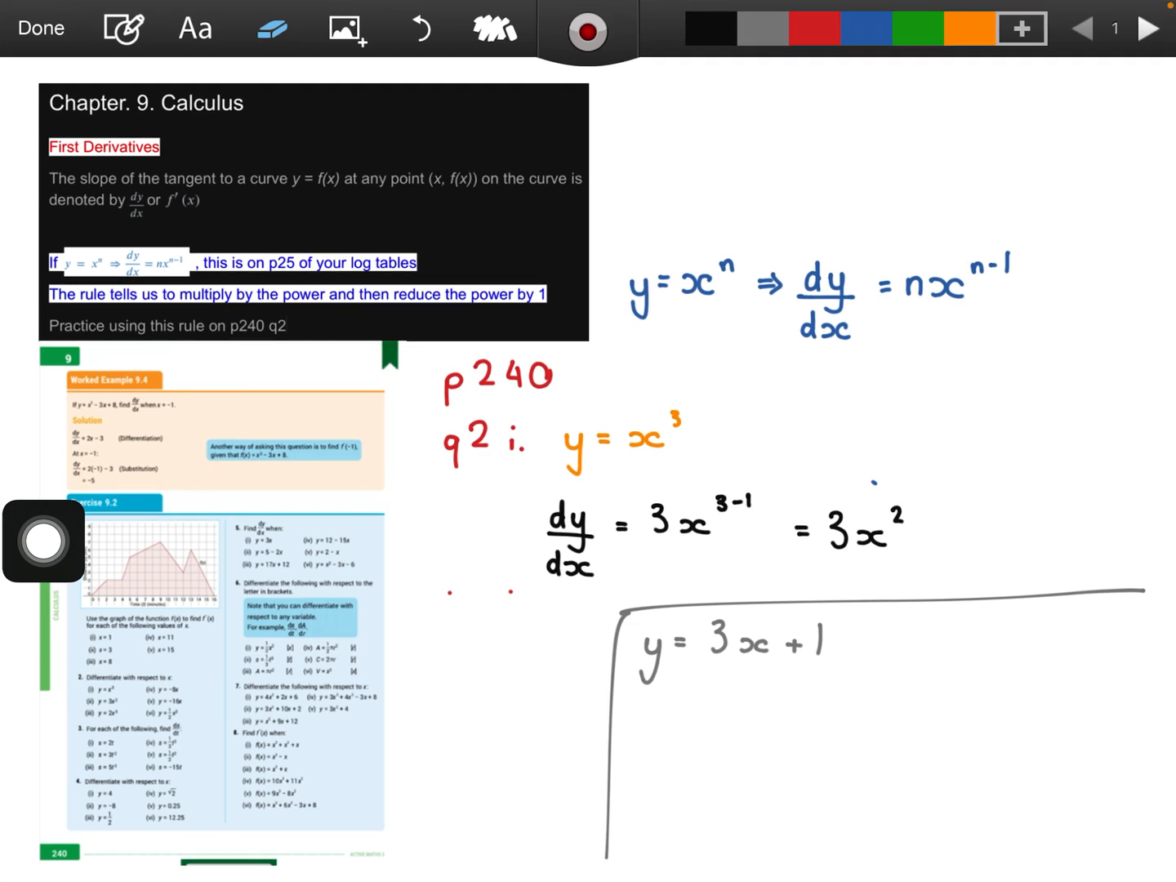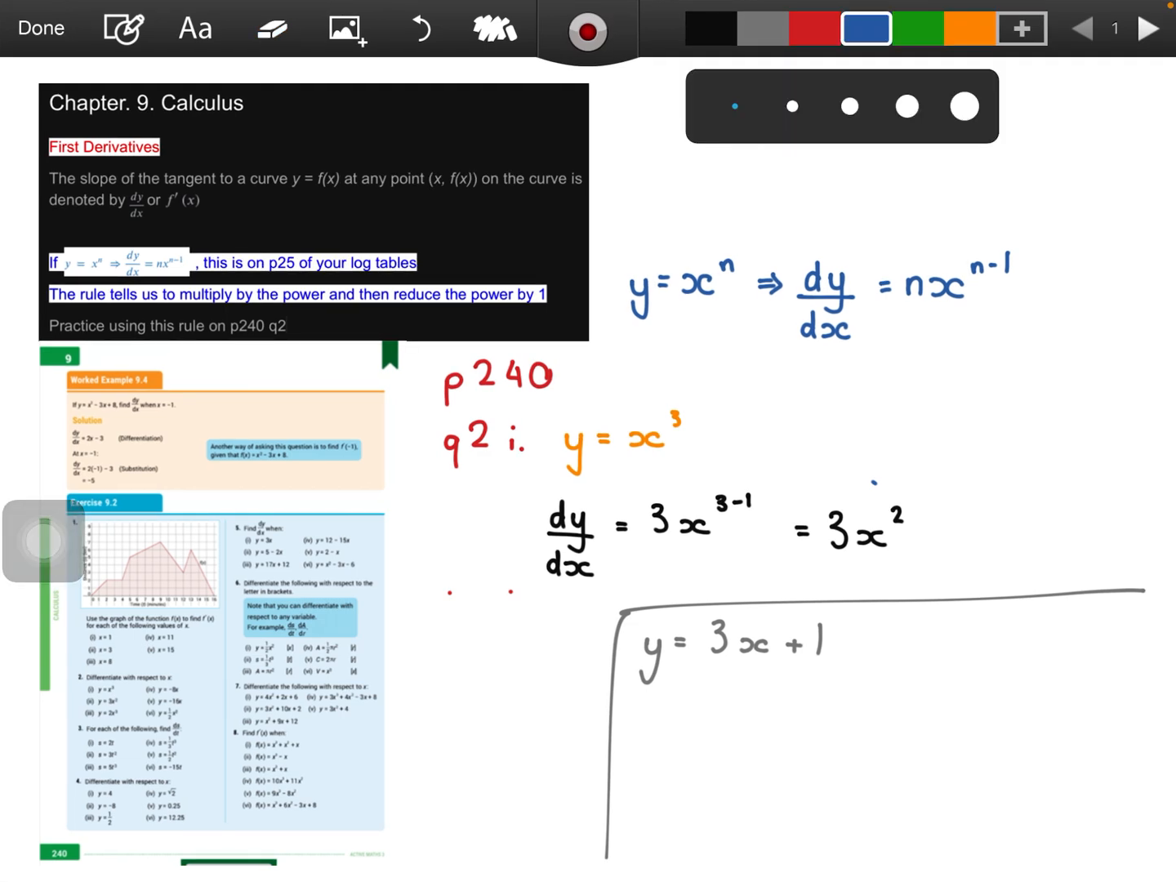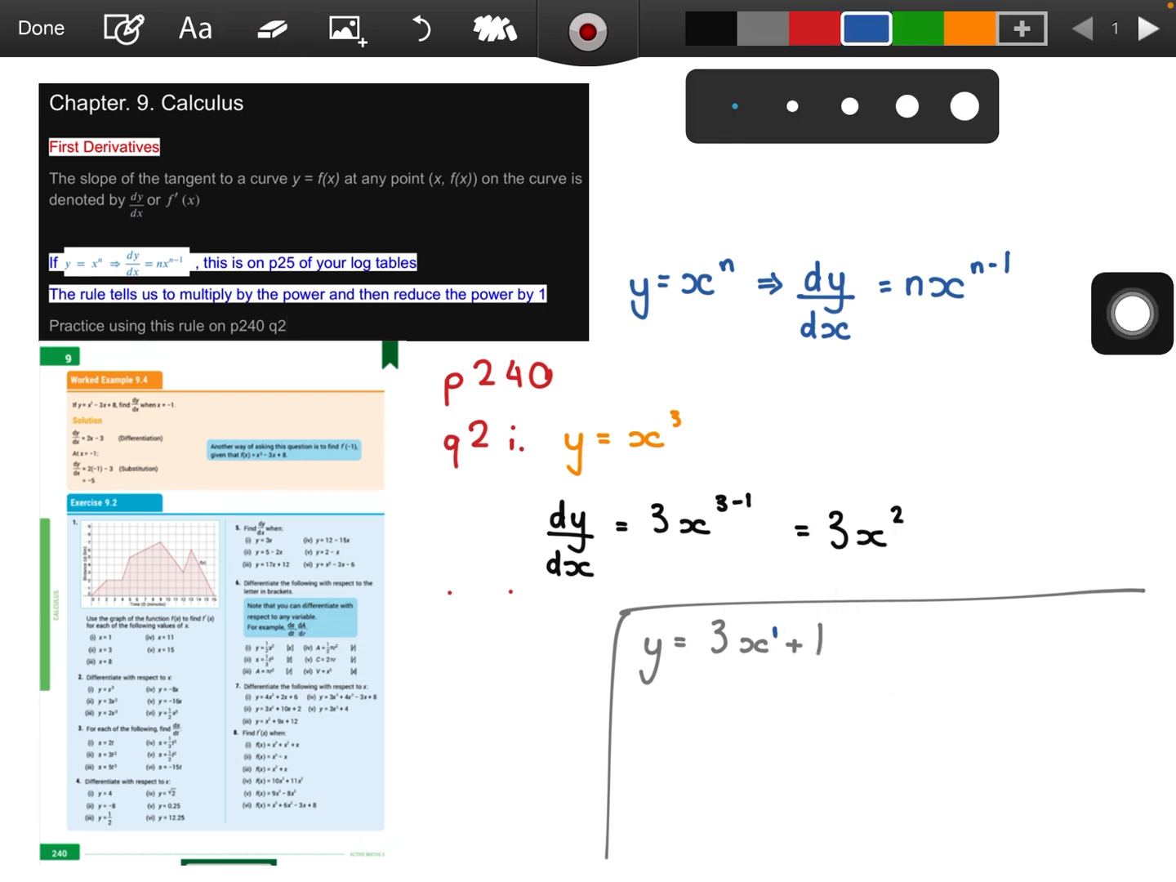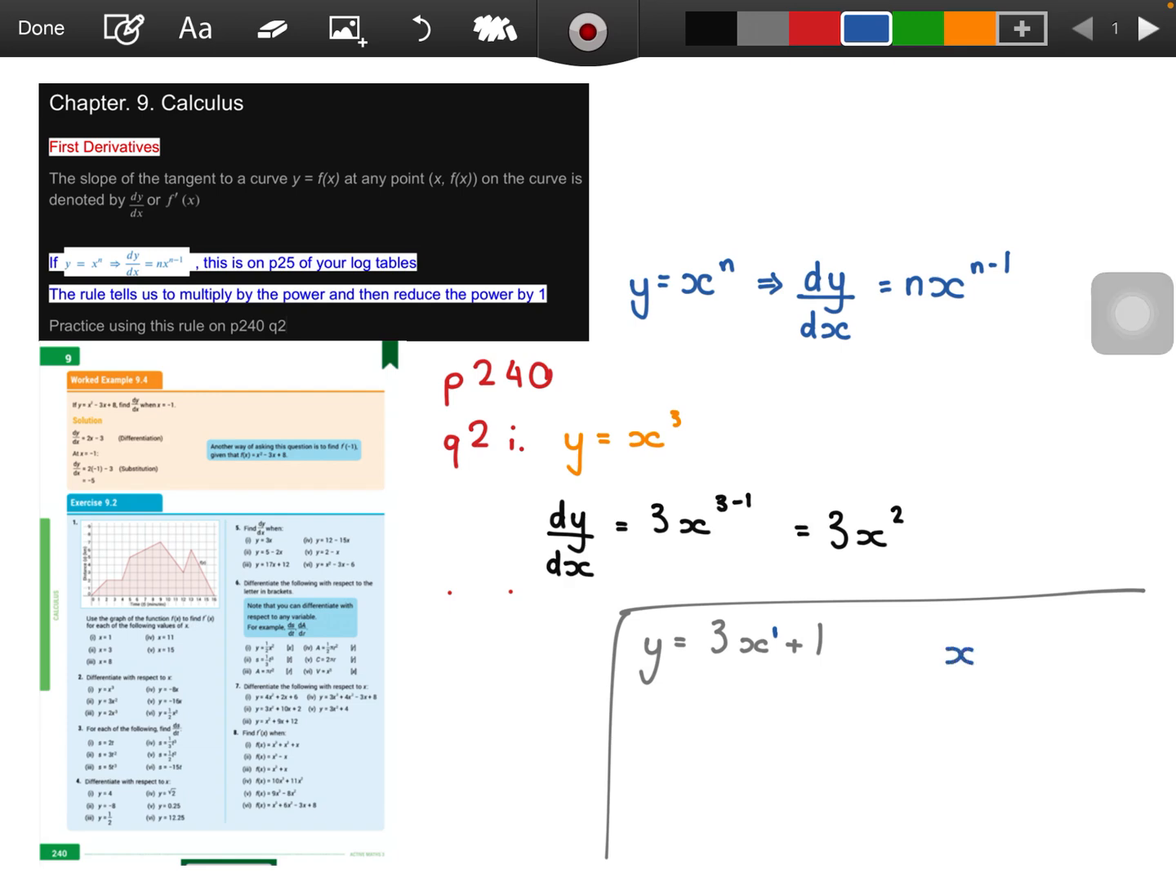So if we were to differentiate this, I actually have here 3x. If there's no power shown on the x, what's the power? Well, it's 1. And then here, this 1 is a constant. Now, how could I show an x value that I want a power on this x so that it's equal to, it's just going to go to 1? So how could we do that? If we look at our log tables, we'll actually see that x to the power of 0 is equal to 1.